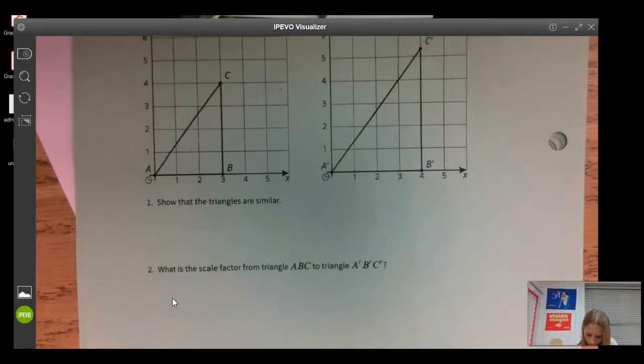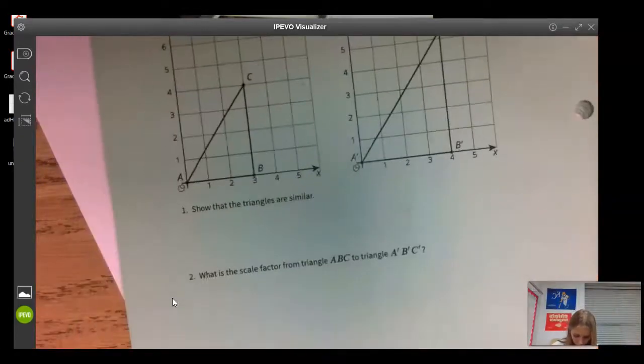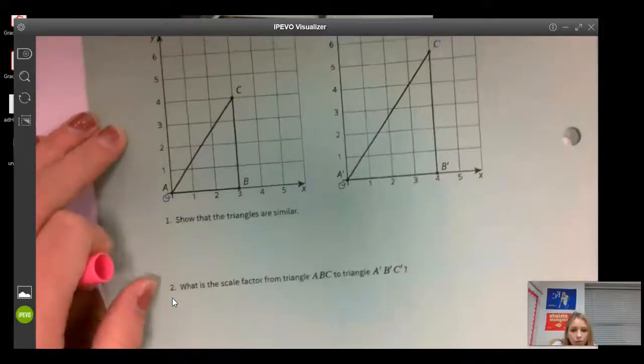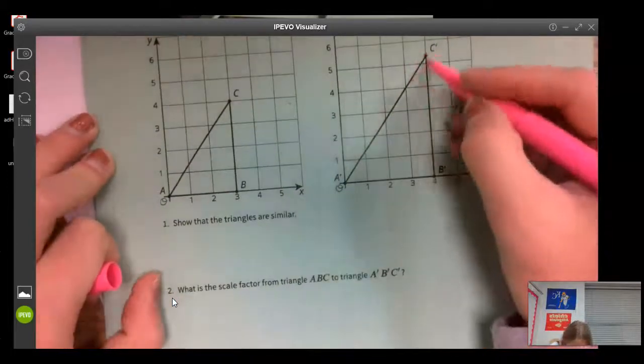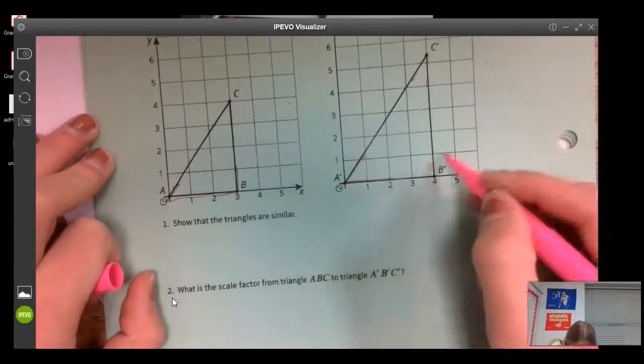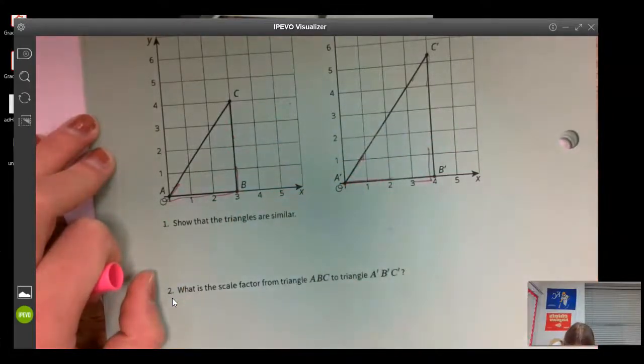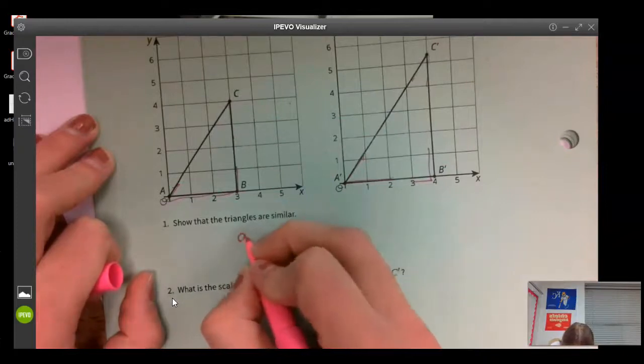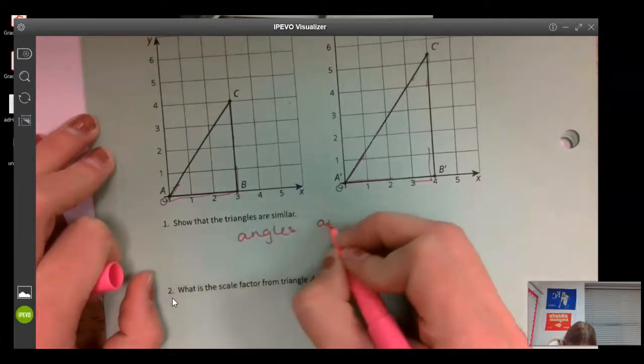Okay, so on this one, show the triangles are similar. On this, you could use patty paper, and if you put it on each angle, you would see that the angles are congruent. So, angles are congruent.